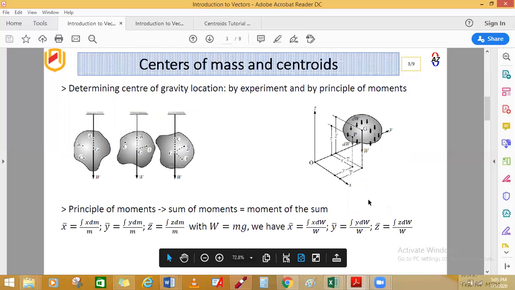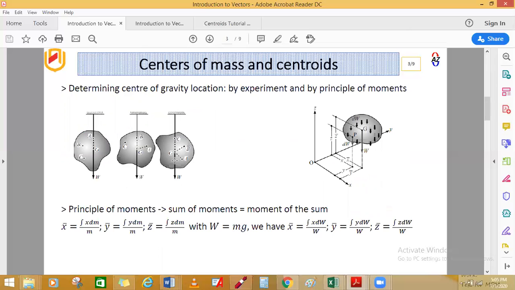Coming here again, a similar thing: I think they're just demonstrating how you can determine the center of gravity of an object. By the look of things, there are two methods. You can do it by experiment: have the object hanging and shift it, and see whether it remains stationary or keeps rotating, so you can see where the center of mass lies. Or you can use the principle of moments.